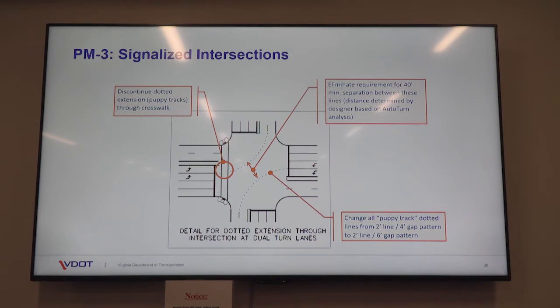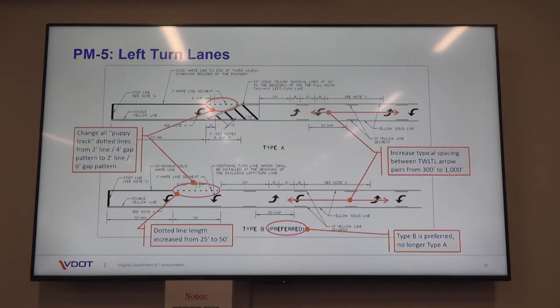Okay, PM5 is for our left turns. We have some similar changes to the puppy tracks, right? The spacing. We've got two types. There's the neutral area, and then there's the kind that's continuous without the neutral area. We typically don't do the neutral area in Virginia. We tend to use the type B instead.